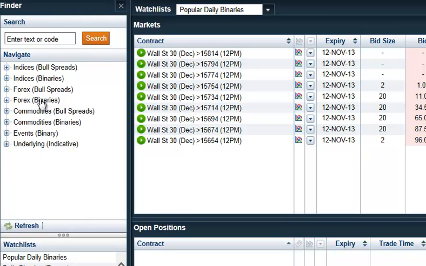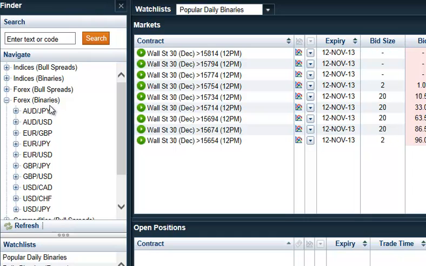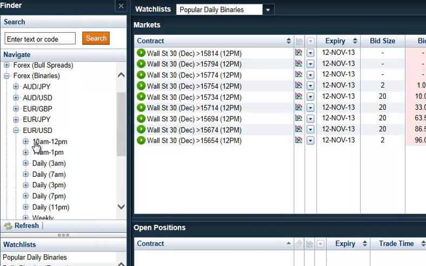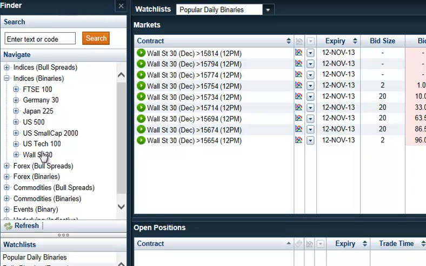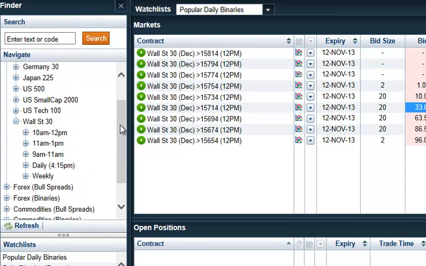Next, I want to just kind of walk through the Forex binaries. They have 1, 2, 3, 4, 5, 6, 7, 8, 9, 10 different currency pairs. So you obviously have a lot of different currency pairs. Let me go back here just for a second to the indices in Wall Street. As I mentioned, they have the 10 to 12. They have the 1 o'clock closing time. They have the daily, which is 4:15.